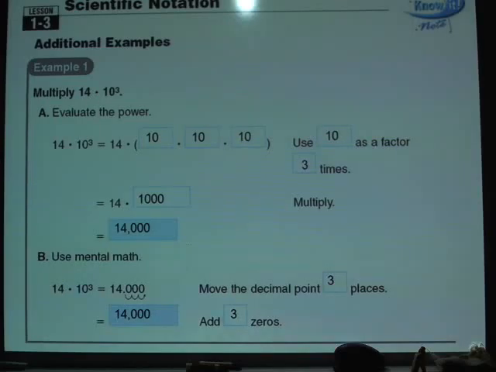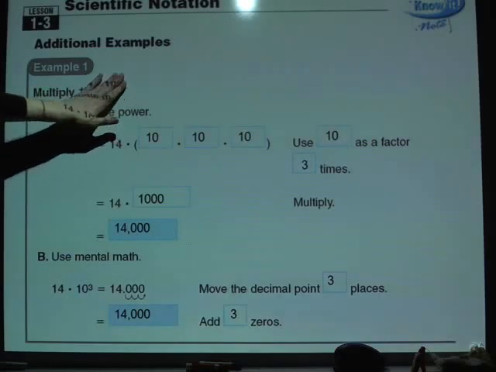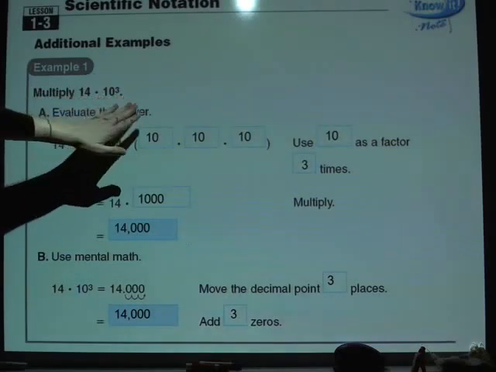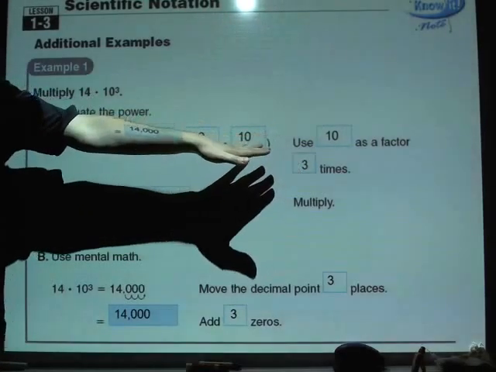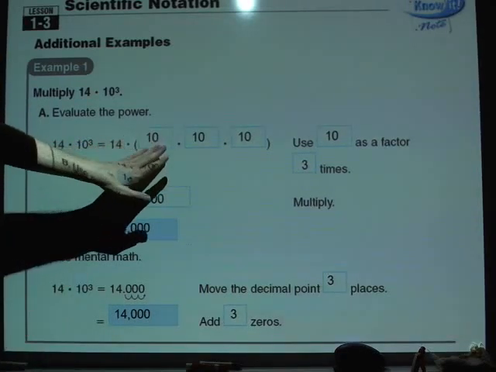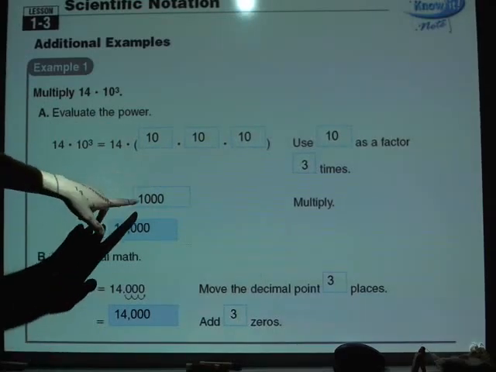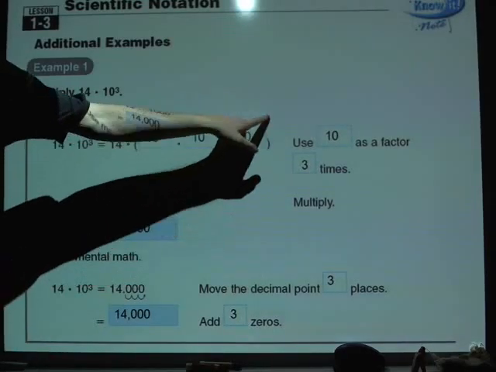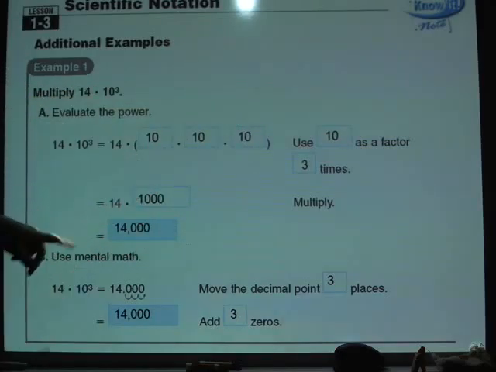Now, there's a couple different ways you can proceed with this. 10 to the third power, as we know from our study of powers, can be written in a different way. 10 to the third power is the same as 10 times 10 times 10. In other words, we use 10 as a factor 3 times. So this is really the same as 14 times 10 times 10 times 10, or 14 times 1,000, which is what 10 times 10 times 10 simplifies as. So if I do 14 times 1,000, that's 14,000.